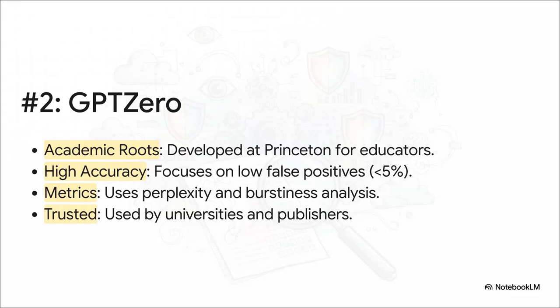Taking our number 2 spot is GPT Zero. This tool was developed at Princeton, and it's pretty much considered the gold standard, especially for schools and universities. Its whole philosophy is different. It's not trying to be the fastest, it's trying to be the most careful. It is laser-focused on having a super low false positive rate. We're talking under 5%, specifically to avoid wrongly accusing people. There's a reason universities trust it. It puts precision way ahead of speed.